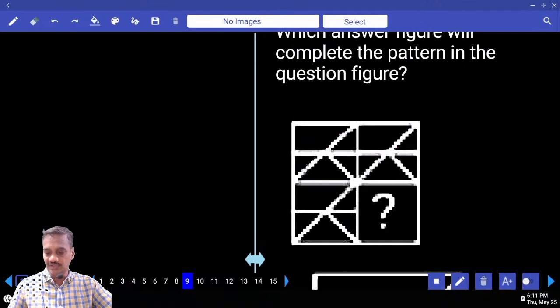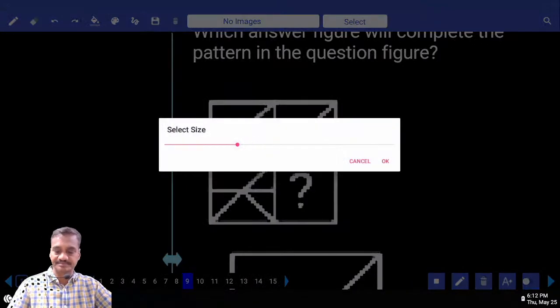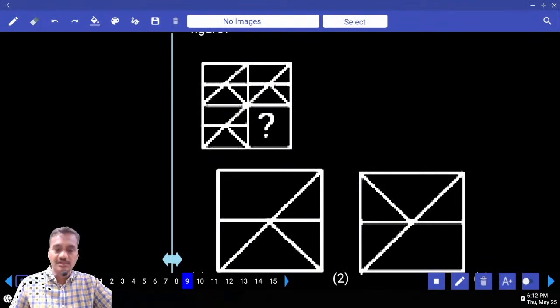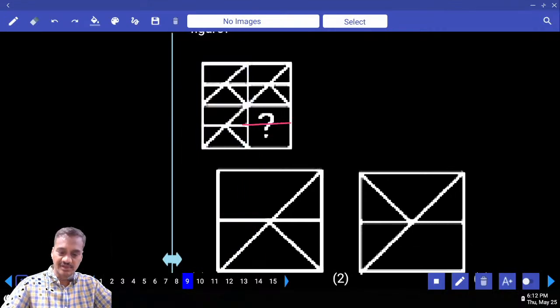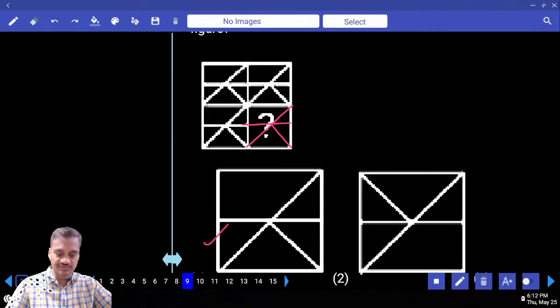The ninth one, we need to find out the figure that has to complete this figure. Figure completion. Now in this one, this line must go like this, and followed by what? Again you need to have another line like this. Then it is given in choice 1, question number 9.